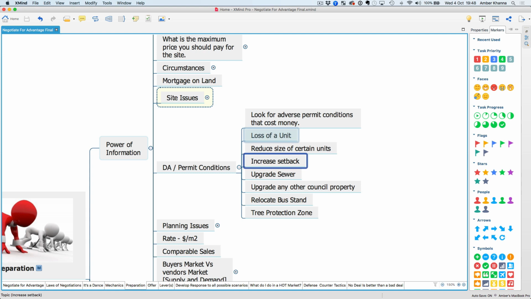If the site already has a permit and there's a DA on it, you've got to look for adverse permit conditions that cost money. The permit conditions could dictate that you've lost a unit. Now your plans might still have 10 units, but the planning permit condition could say take off 1 unit and we'll issue you a permit. So that means you've already lost it.